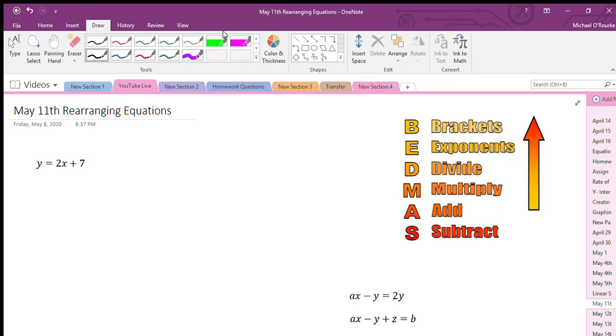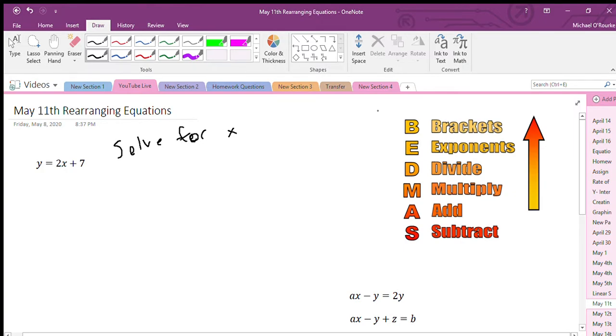Okay, welcome back. We're going to flash back to algebra again, and we're going to work on rearranging equations. In this case, we're rearranging to solve for x. When you're rearranging equations, we're actually going to work BEDMAS.